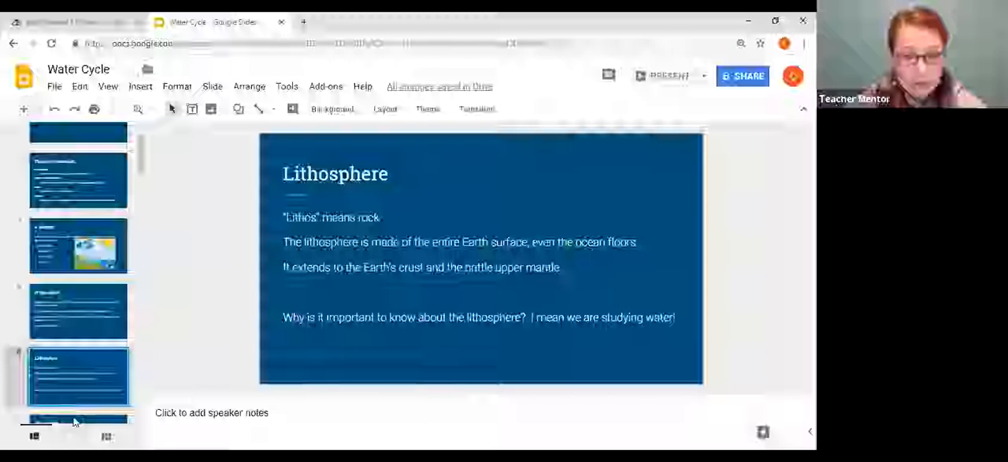Now, why is it important to know about rocks and the lithosphere? I mean, we are studying water. So why is that relevant to the water cycle? It stores water. Exactly. We just talked about water being stored underneath the ground. And so perfect. We will talk about how those underground reservoirs are important in the water cycle. Awesome. Thank you.